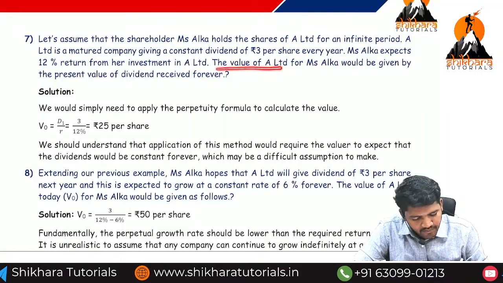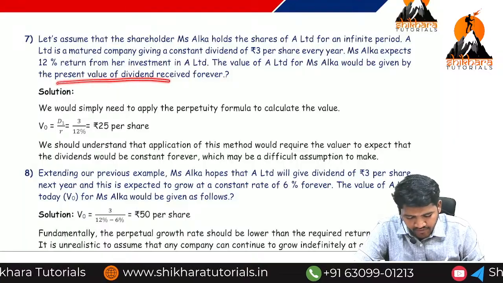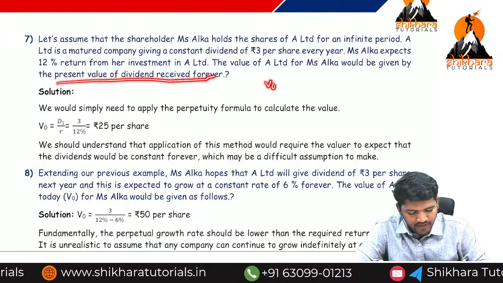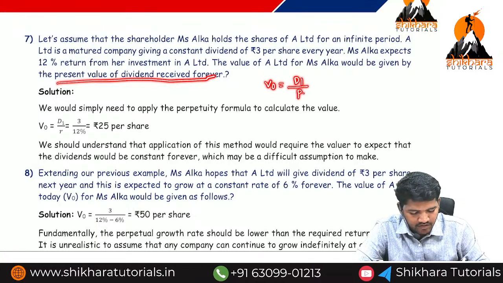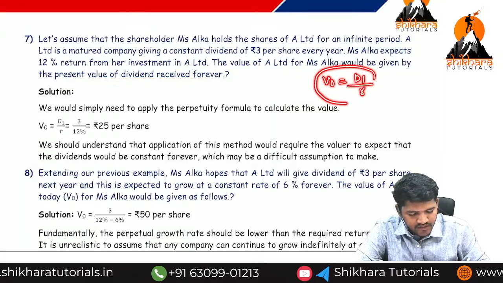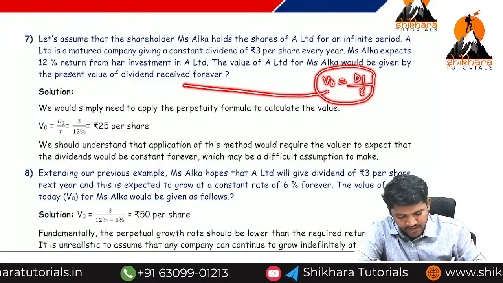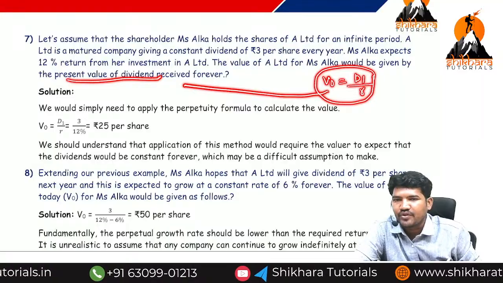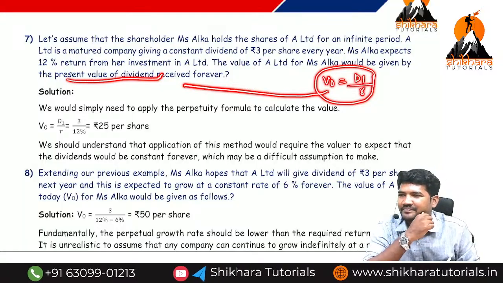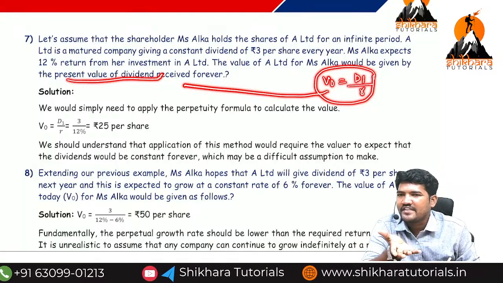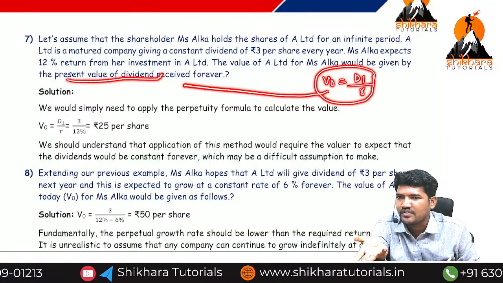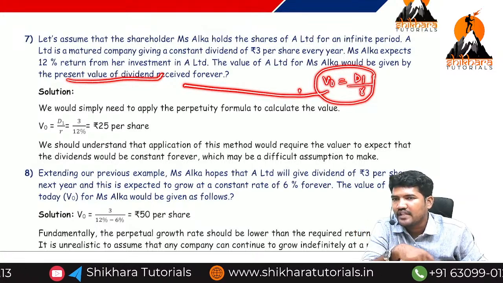The value of A Limited for Miss Alka would be given by the present value of dividends received, present value of dividends received forever. So here V0 equals D1 divided by P0. Yes or no, sir? Sorry. V0 equals D1 divided by R. That is the only formula. This V0 shows what, sir? Present value of dividends received. You need not bring it from the future. Where is the future year? Which year do I need to consider as future? Infinity means there is no number of years, right? Yes or no, sir? That's why we are using direct logic instead of multiplying.